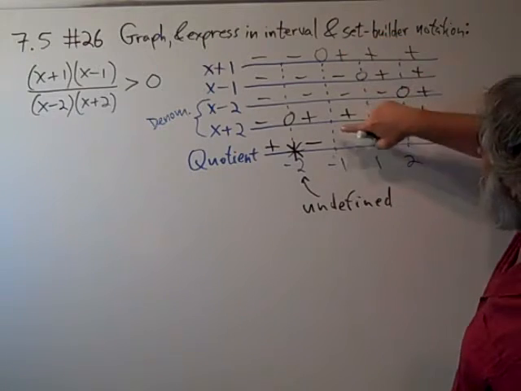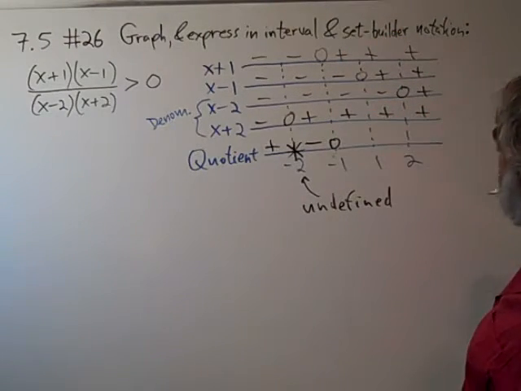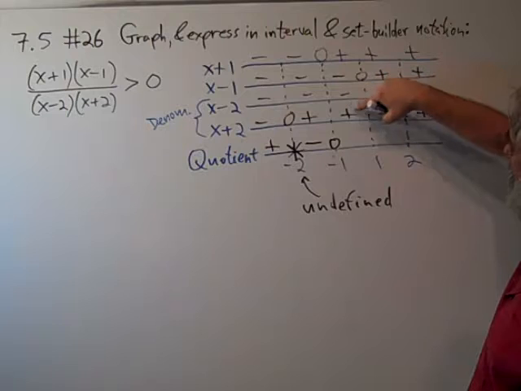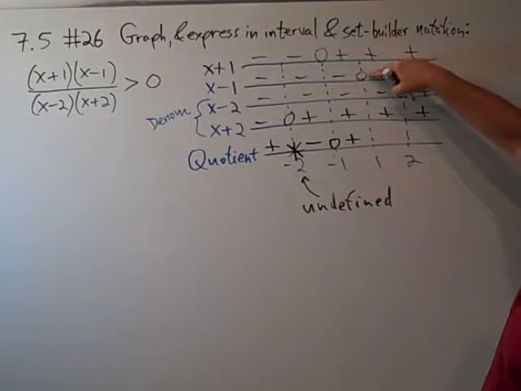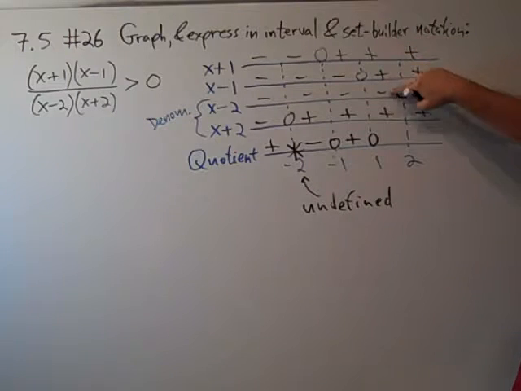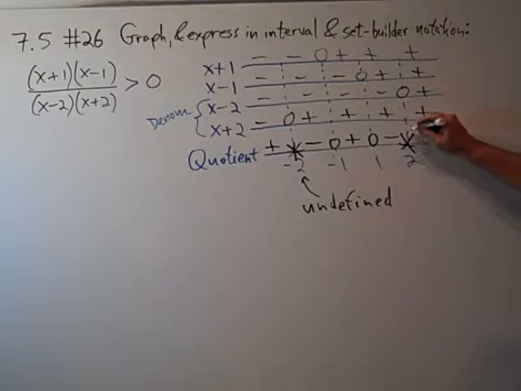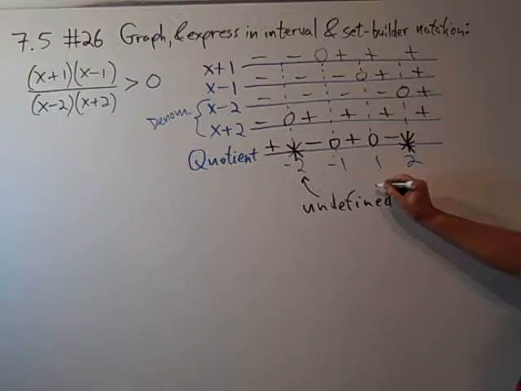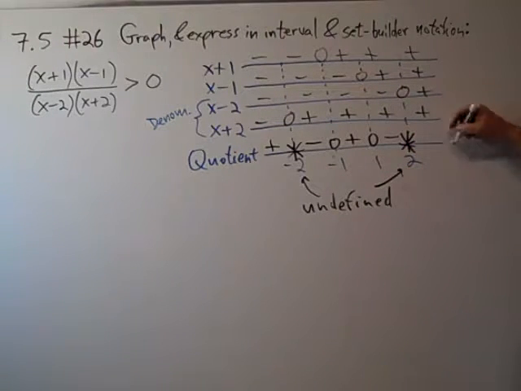Now a 0 in the numerator makes the whole thing 0. And a positive negative positive is positive. And a 0 in the numerator makes the whole thing 0. And a positive negative is a negative. And a 0 in the denominator makes the whole thing undefined. And all positives make for a positive here.